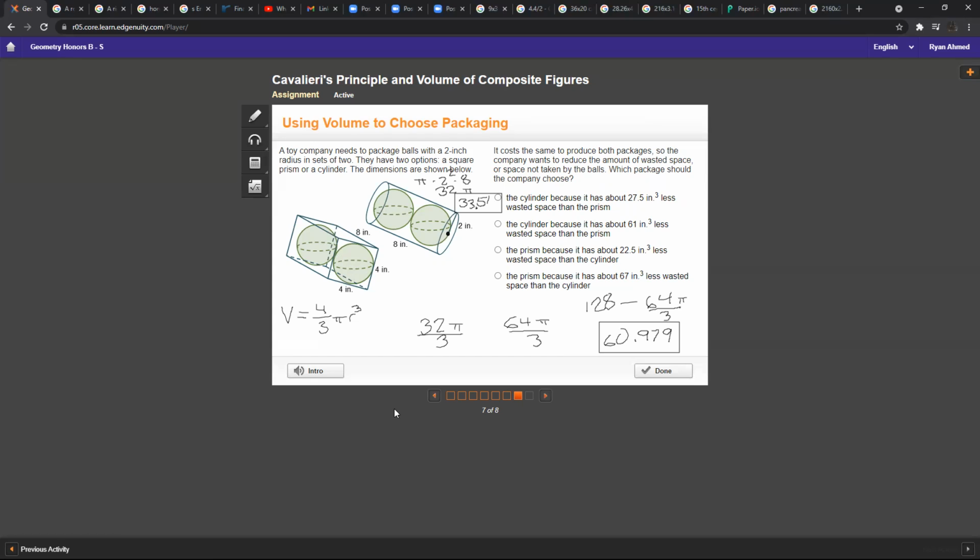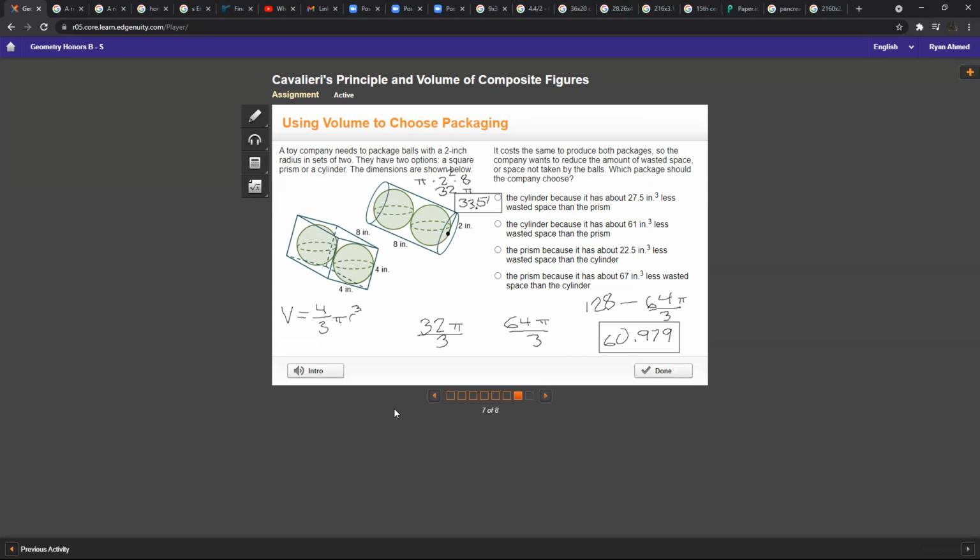So it looks like the prism wastes less space. It looks like the prism, sorry, the cylinder is what I meant to say. The cylinder wastes this much space. The prism wastes this much. So which package should the company choose? We want to pick the cylinder so we can eliminate the last two options. But what do you think the answer is going to be? Do you think it's going to be the first one or the second one?